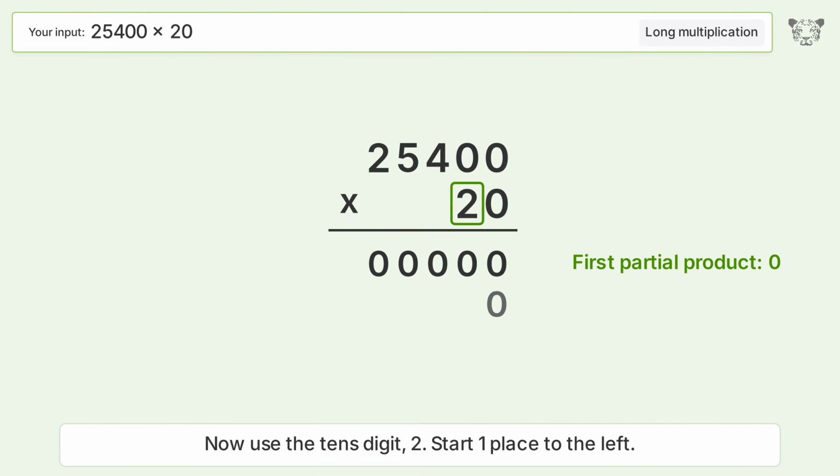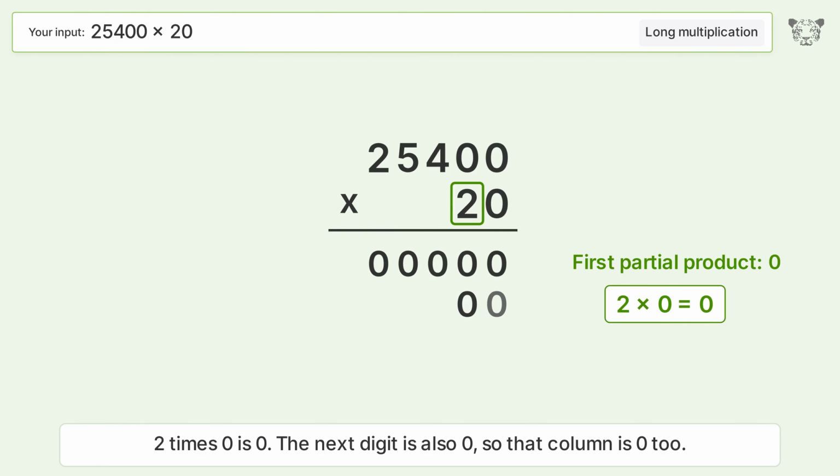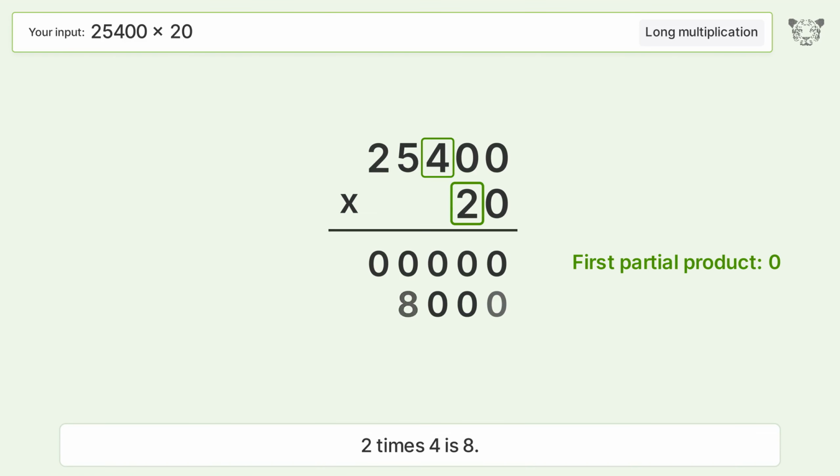Now use the tens digit, 2. Start one place to the left. 2 times 0 is 0. The next digit is also 0, so that column is 0 too. 2 times 4 is 8.